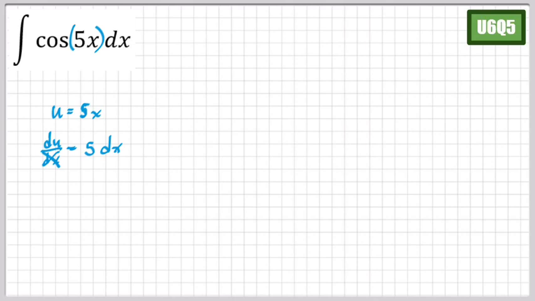I look up here, I don't see a 5 dx. I only see a dx. So how do we get rid of this 5? Divide by 5 or multiply by 1/5. If you multiply both sides by 1/5, this becomes a 1, and you're left with a dx on this side. Yay! And now I have 1/5 du.